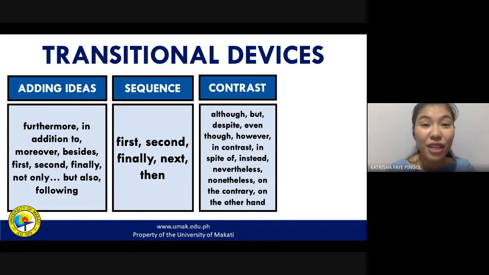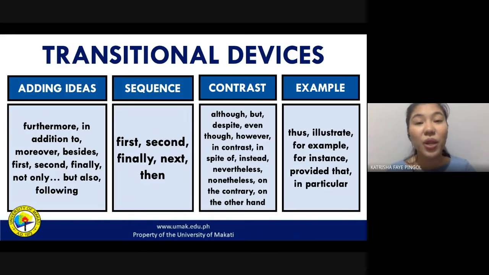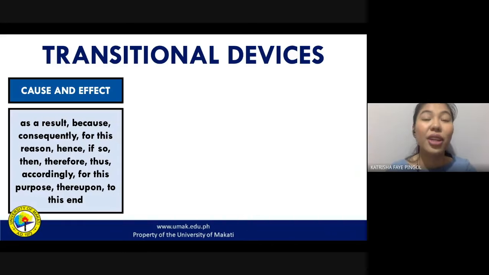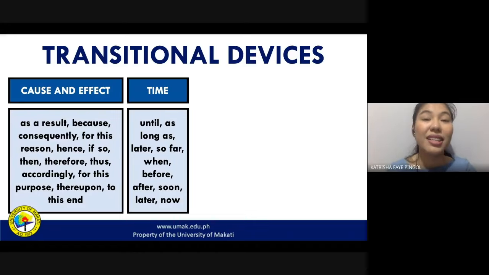Now, when you want to differentiate two ideas, two things, then you can use phrases such as although, but, despite, etc. Similarly, when you want to elaborate on something by giving examples, you can simply say illustrate, for example, for instance, and so on and so forth. There are also transitional devices that are used, of course, to showcase cause and effect. And these are as a result, because, consequently, for this reason, etc. Transitional devices are also used to indicate time. Okay, so when you want to showcase the time element, then you can use transition words such as until, as long as, etc.